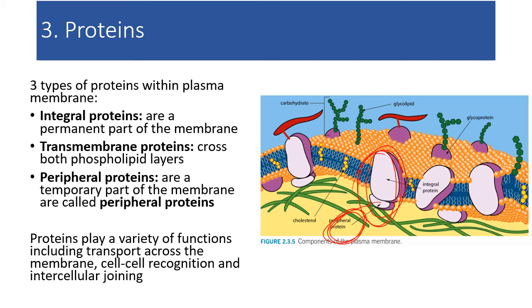Now, these proteins have a variety of really important functions. It might be transporting across a membrane, like I said before, channel proteins. They might be involved in cell-to-cell recognition, so for one cell to be able to recognize another cell within the body. And also intercellular joining. This term intercellular means between cells. So one cell might attach to another cell, perhaps to exchange some materials, or also in some sort of bodily response.